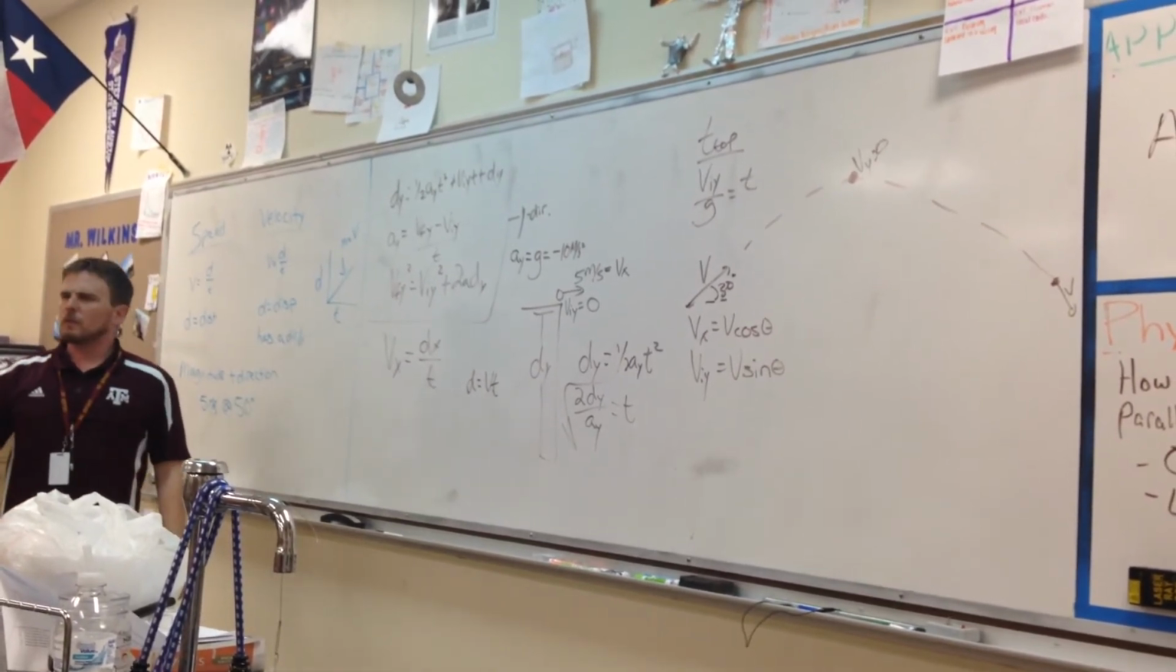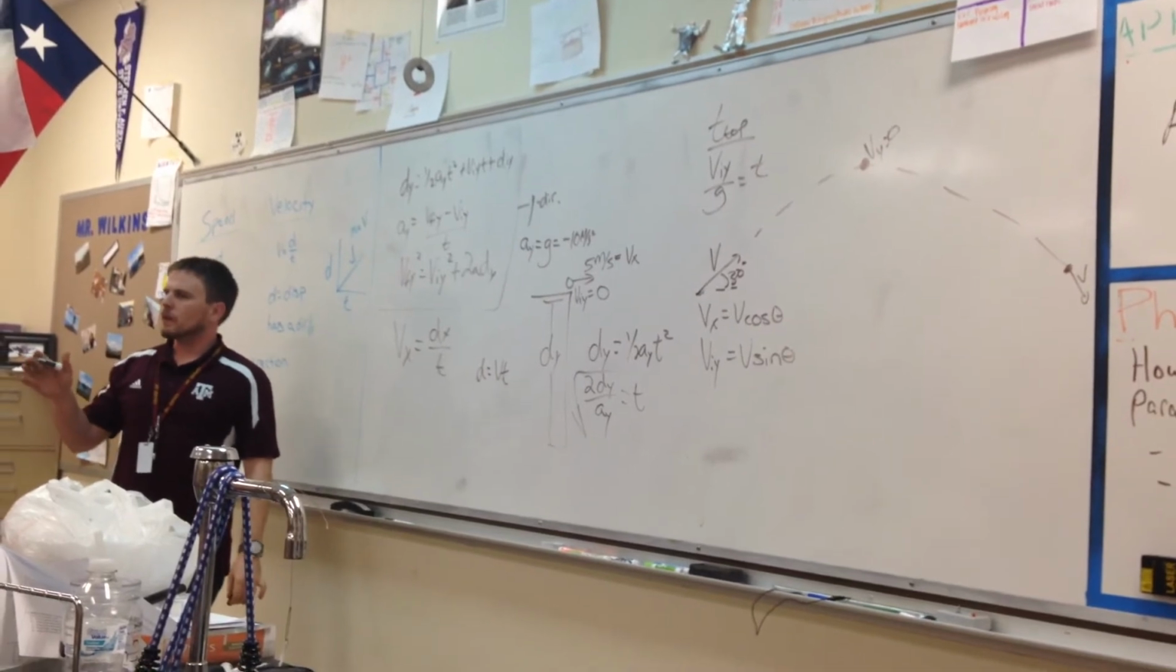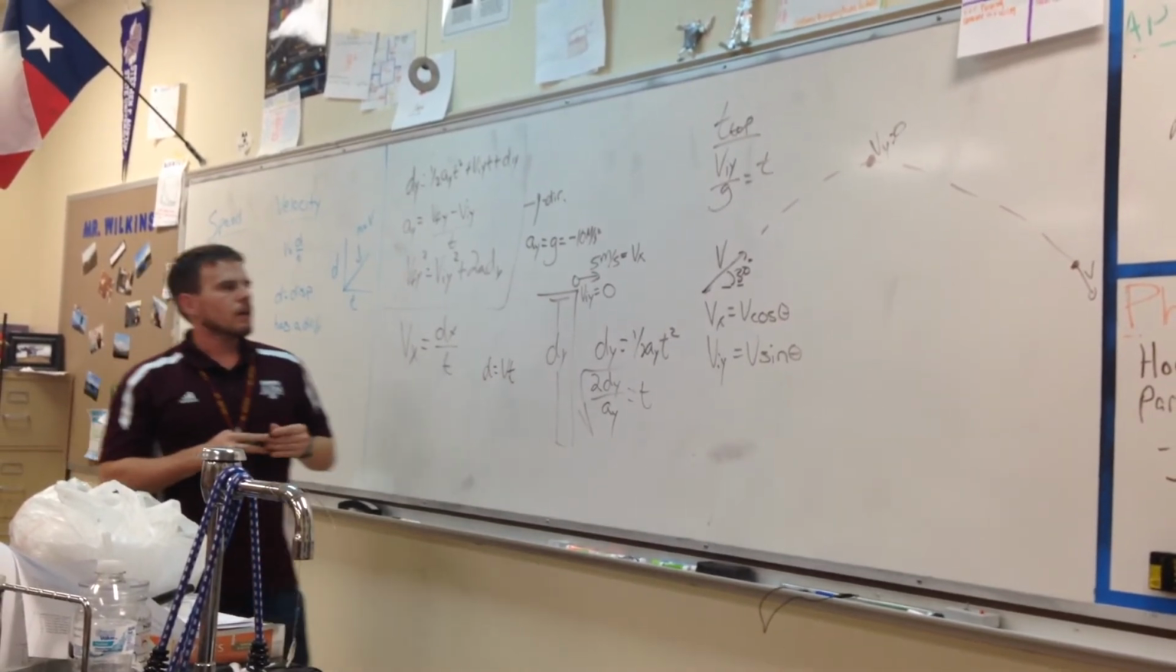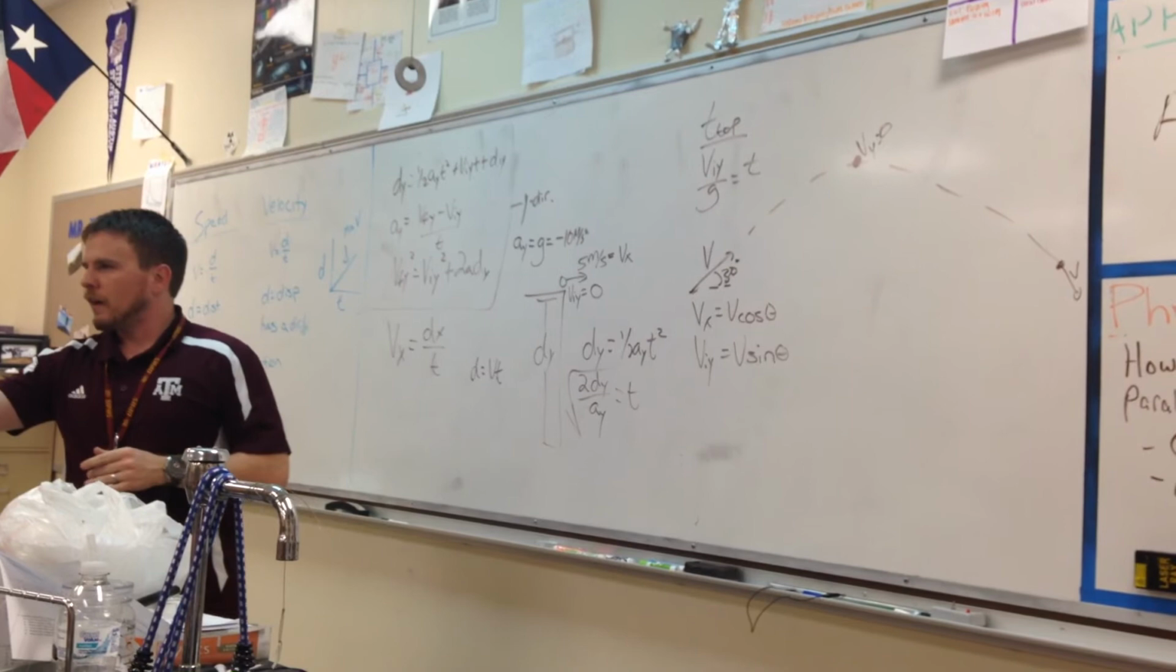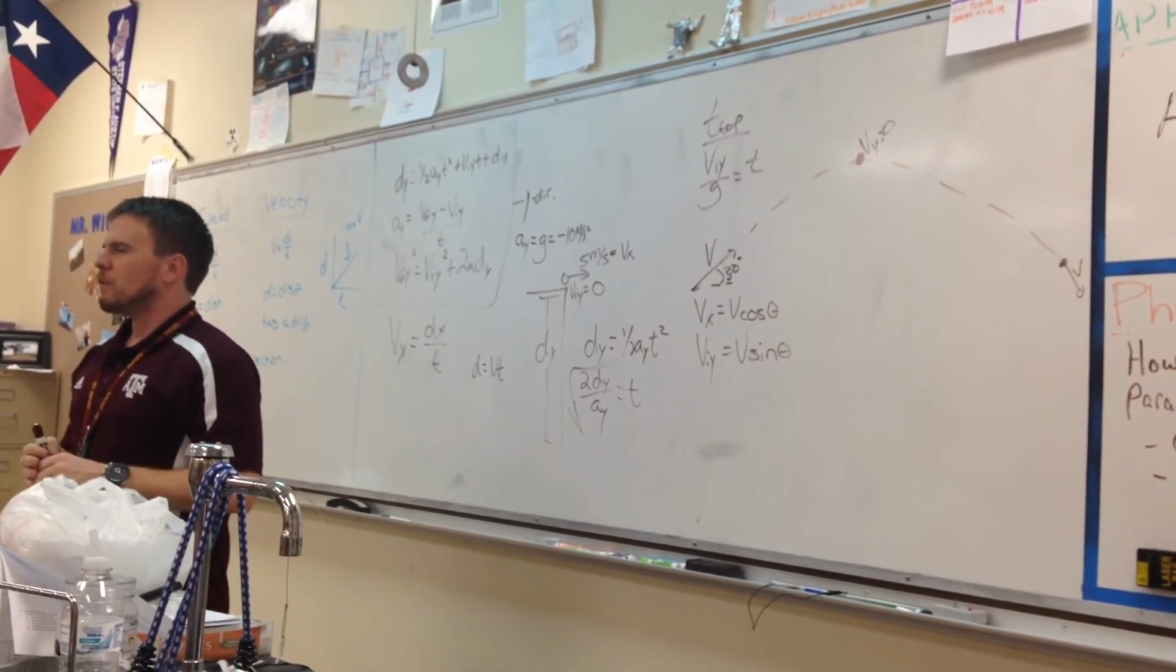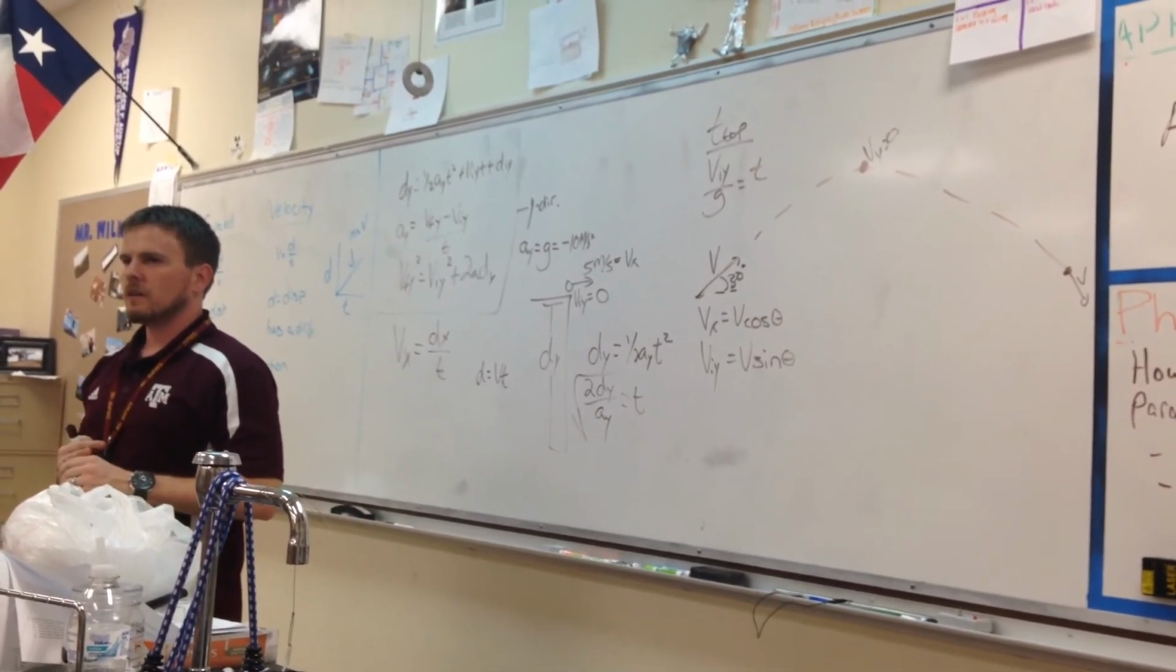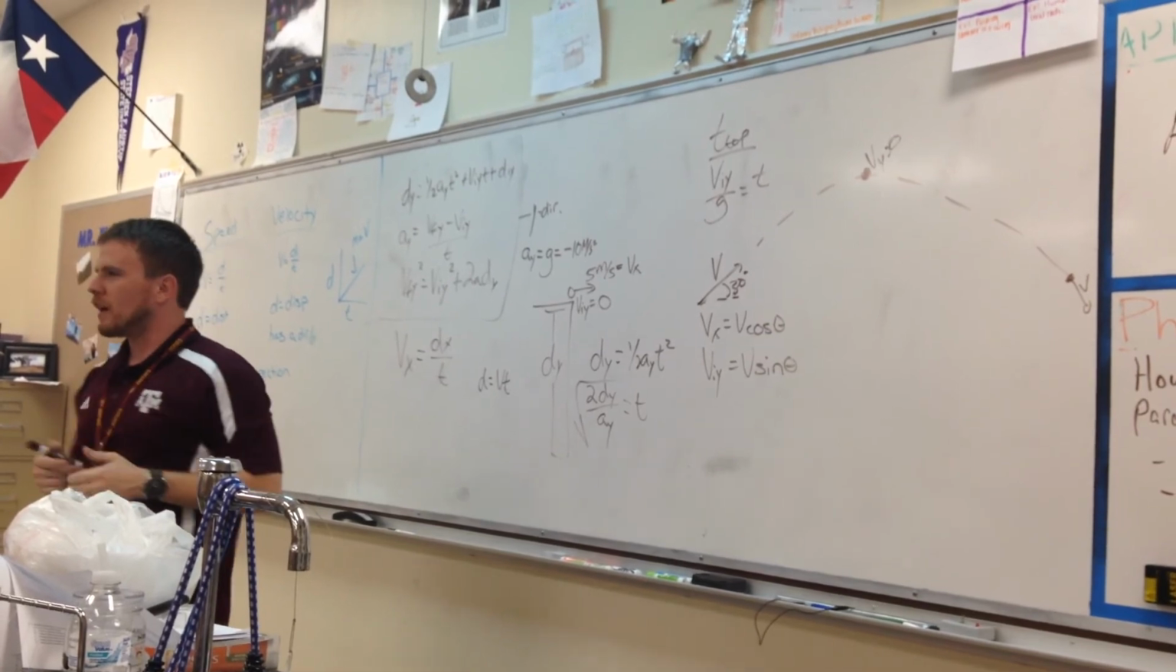So anybody got any questions about projectile motion? All right, last thing before we move on. If I shoot something off the table at 5 meters per second and drop something off the table, which one hits the ground first? At the same time. They hit it at the same time. Lovely. All right, good job.